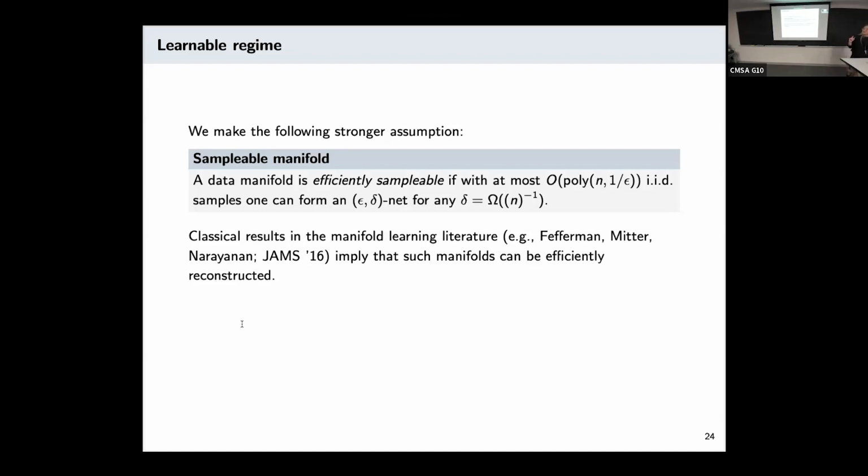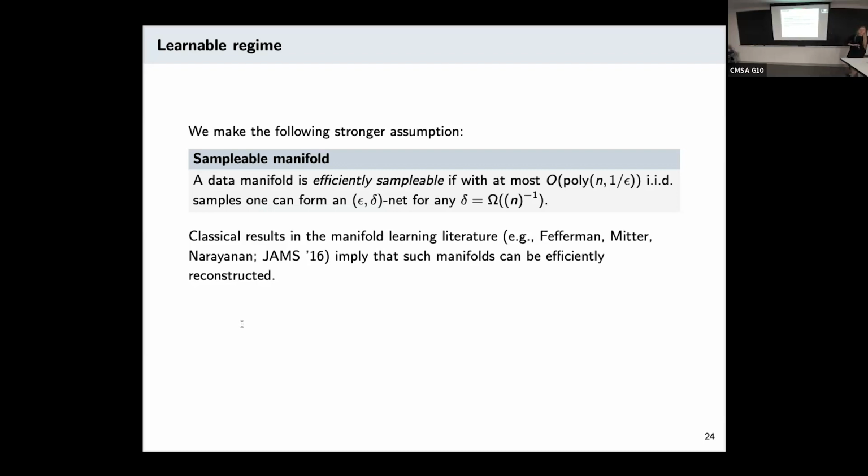So basically what this means is that for our input data manifold, we have to be able to construct an epsilon net with polynomially many data points. In a sense, we need to be able to sample a dense enough sample so that we have good coverage of the manifold, construct an epsilon net, and then we are able to show learnability.